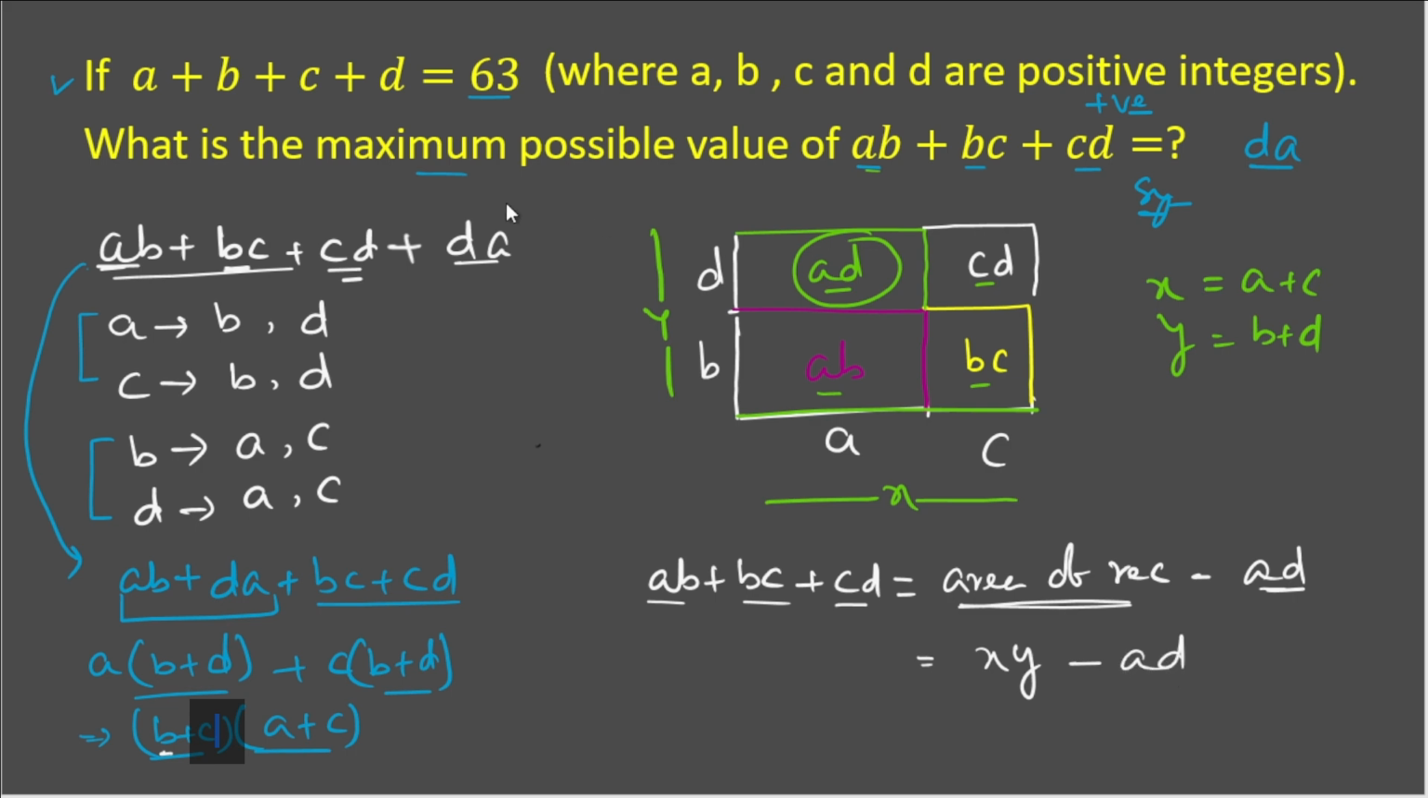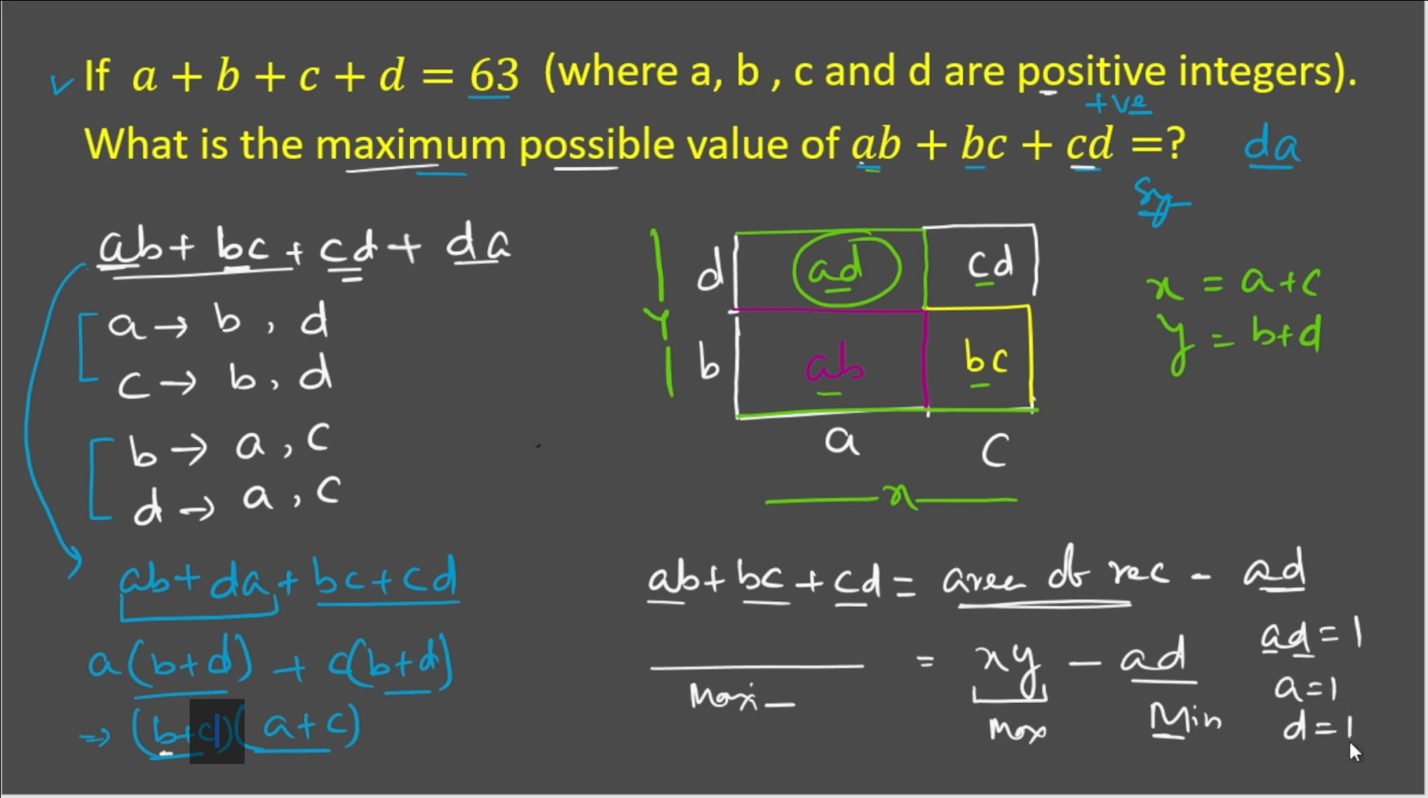Now in the question they have asked for the maximum possible value of AB plus BC plus CD, so we have to find its maximum value. The maximum value means xy should be maximum, and the value of AD will be minimum. For the minimum value of AD, since AD is a positive integer, the value of AD will be 1. For AD to be 1, A should be 1 and D should be 1 only.